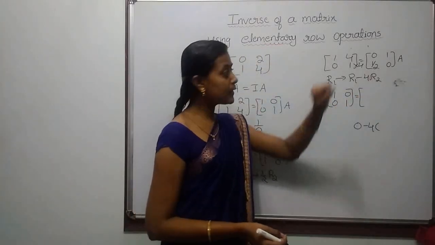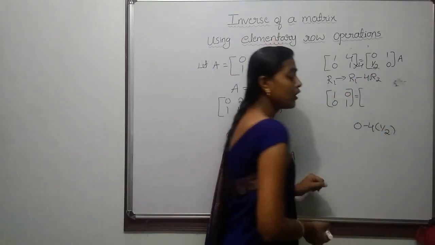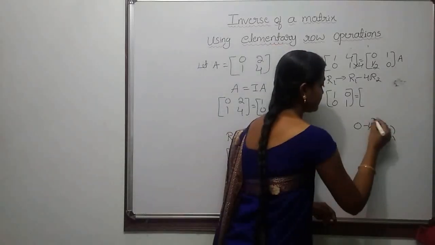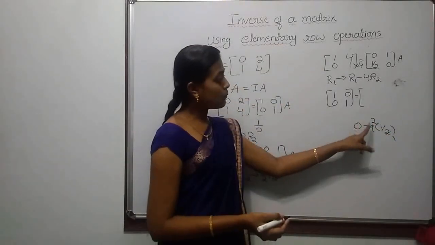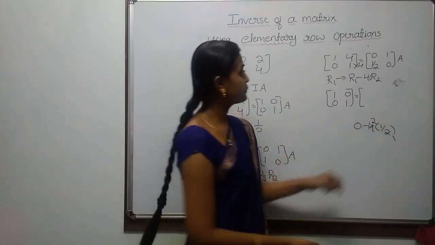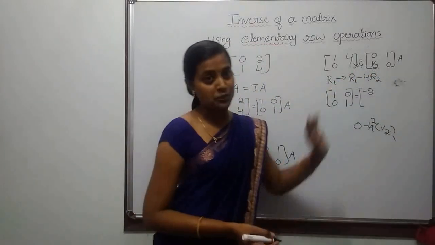R2, first element of R2 is 1 by 2. 2 ones are 2, twos are. 0 minus 2 into 1 is minus 2. First element will become minus 2.